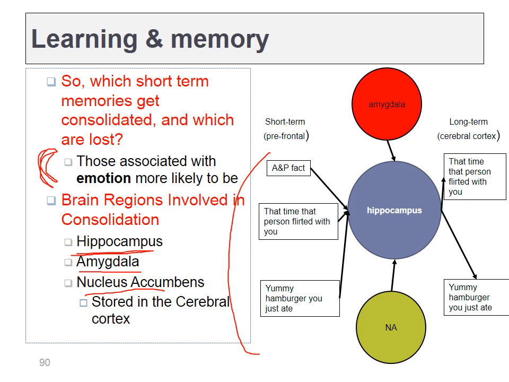You do not have conscious control over this, but luckily there are some things you can do to trick your brain into remembering information that you want it to. Try and give it some emotional context. Otherwise, it's not going to consolidate the boring A and P facts. It'll remember where and when somebody flirted with you, and where and when you ate a really good meal.